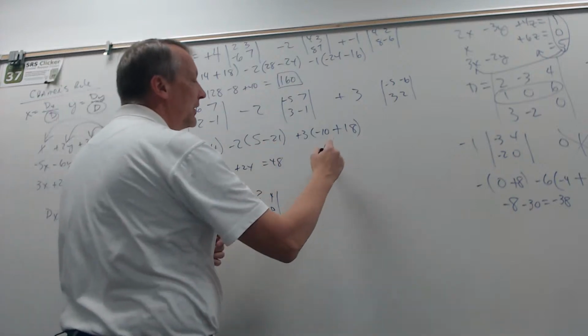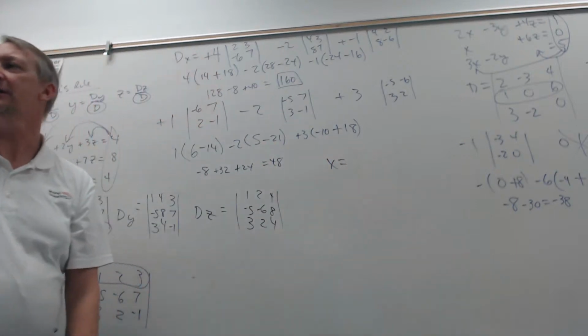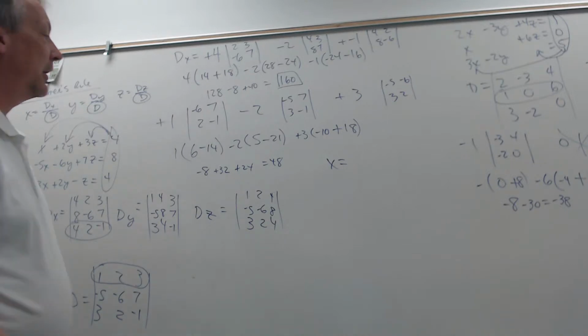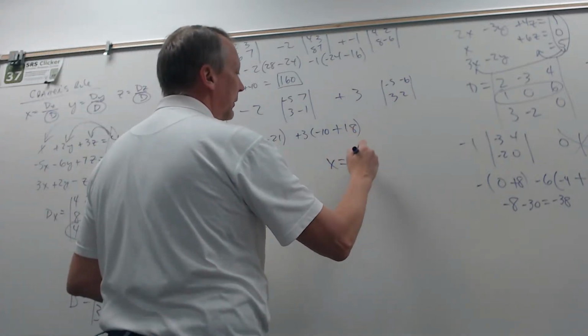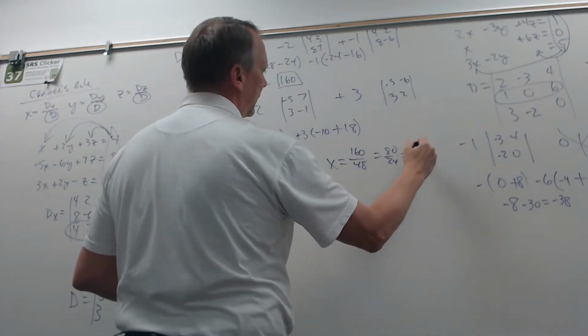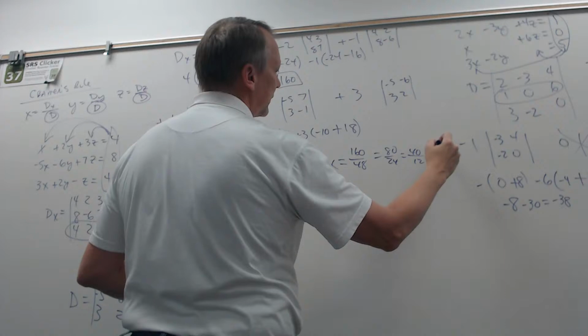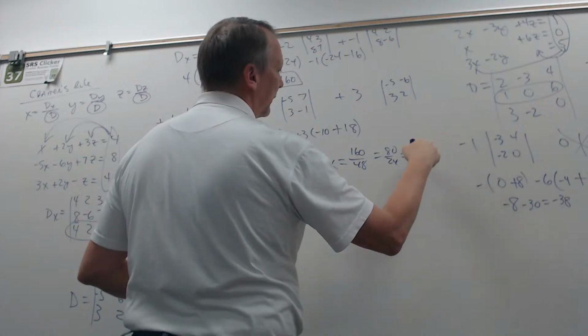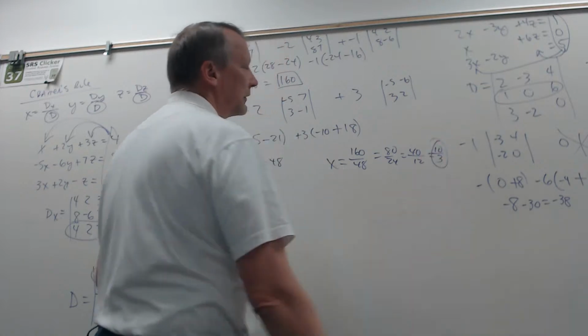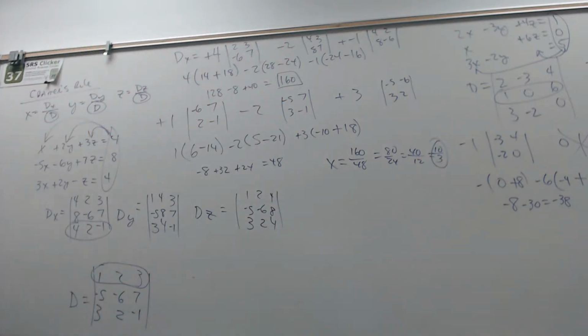Okay, so what does x equal in this case? 160 divided by 48, which is 80 over 24, which is 40 over 12, which is 20 over 6, divided by 2, 10 over 3. 10/3. Okay? So then we find y and z.